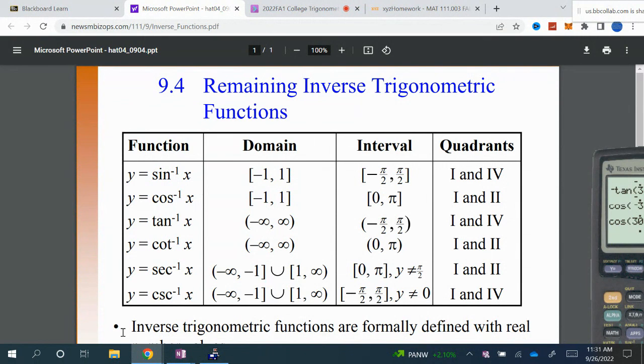The arc cosine lies between 0 and pi. The arc tangent lies between negative pi over 2 and pi over 2. The arc cotangent lies between 0 and pi. The arc secant lies in between 0 and pi. And then lastly, the arc cosecant lies between negative pi over 2 and pi over 2.